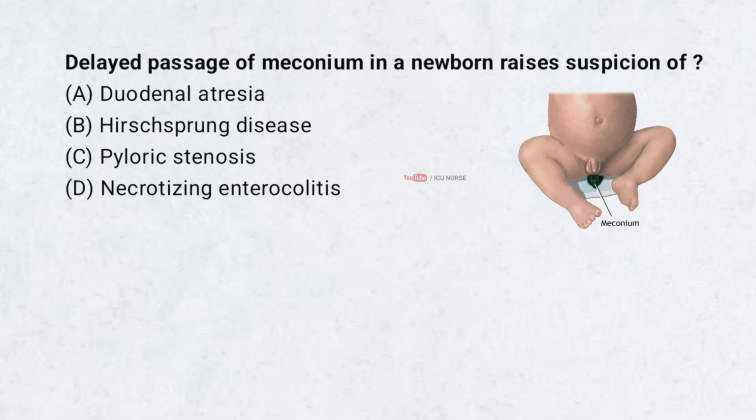Delayed passage of meconium in a newborn raises suspicion of A. Duodenal atresia, B. Hirschsprung disease, C. Pyloric stenosis, D. Necrotizing enterocolitis. Correct answer B. Hirschsprung disease.